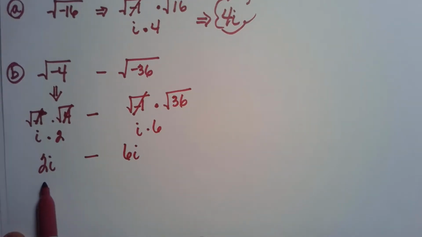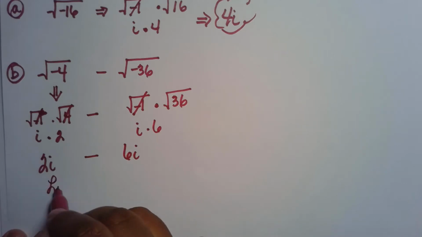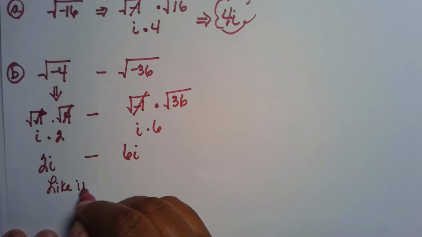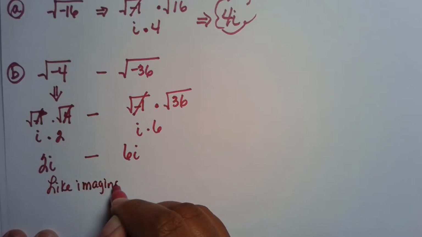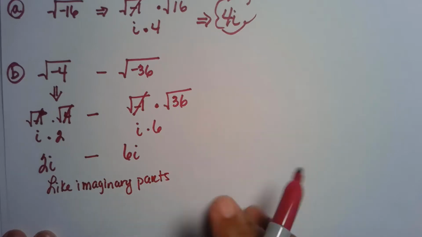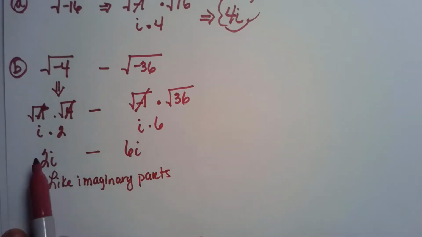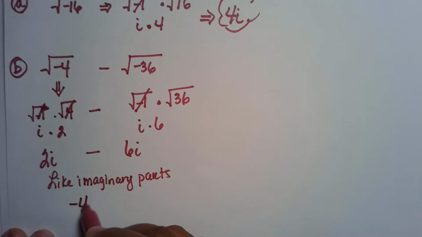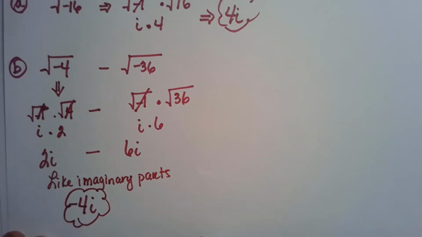Now we have 2i minus 6i. We have like parts, or we can say like imaginary parts. And because they're like, we can subtract the 2 and 6 and we keep the imaginary unit i. So 2 minus 6 gives us -4 and we keep the i. That is our solution.